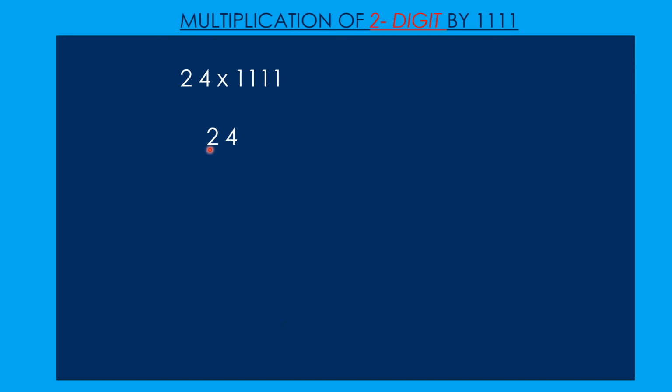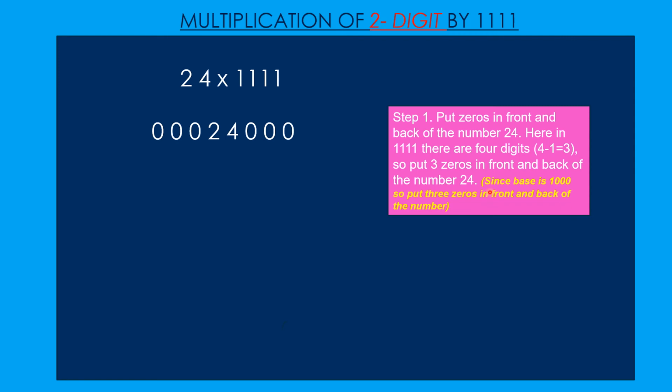So you're going to put 3 zeros in front and 3 zeros at the back like this. Alright, so why are we putting 3 zeros? Because we are multiplying with 4 ones and there are 4 digits. So 4 minus 1 is 3. So 3 zeros in front and 3 zeros at the back.